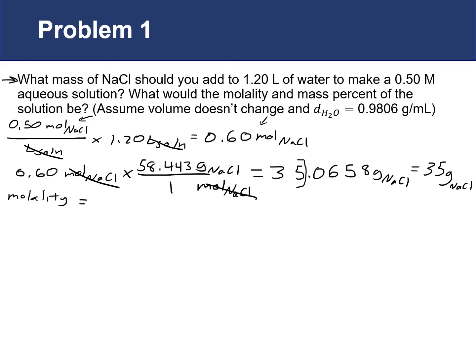And again, molality is moles. In this case, it would be moles of sodium chloride per kilogram of our solvent, which in this case is water. So we've already figured out the number of moles of sodium chloride. We did that in the first part. Now what we need is the kilograms of water. So for the kilograms of water, what we're going to do is take our volume and work with our density to figure out the mass.